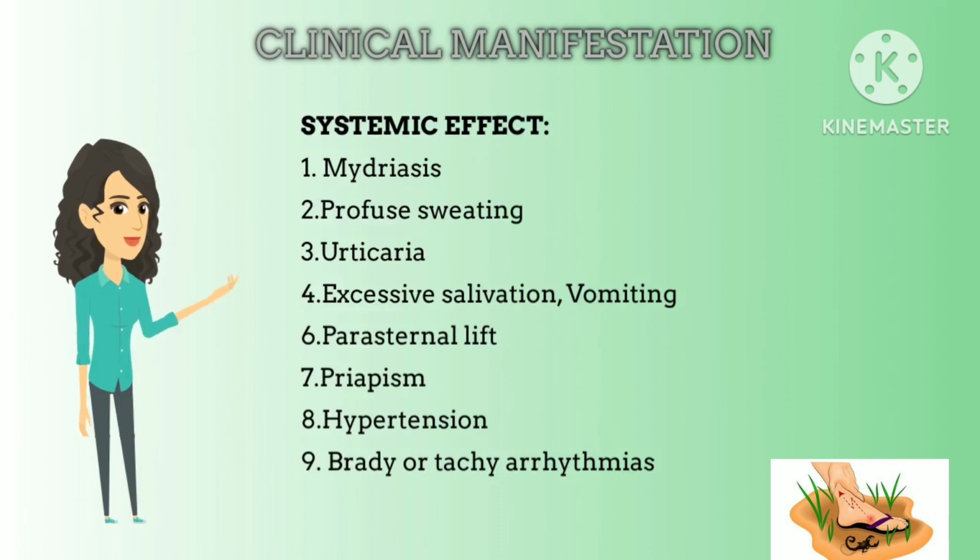Now we'll see the systemic effects. Mydriasis, which means dilated pupils, and then profuse sweating, urticaria, excessive salivation, vomiting, parasternal lift, priapism. Priapism means continuous and painful erection of the penis. And then hypertension, brady and tachyarrhythmia. All these effects are mainly due to the stimulation of the autonomic nervous system.